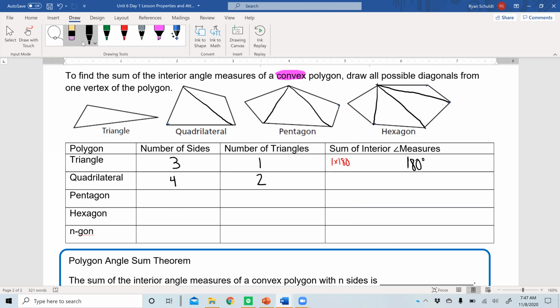So if I wanted to find the sum of the exterior angles, since I have two triangles stuck in there, I can do 2 times 180, which gets me 360 degrees.